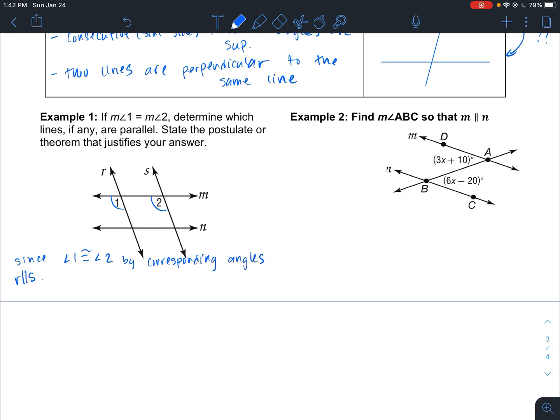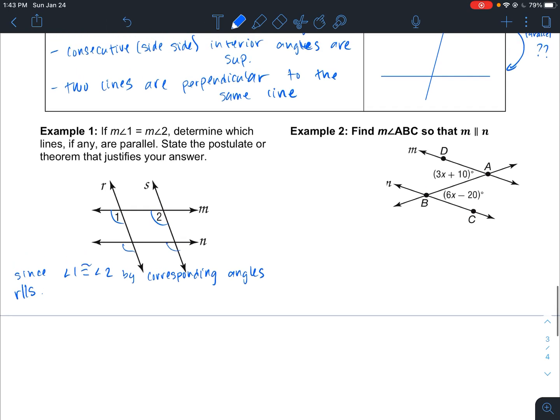Now that's pretty much all we can do, because we can't prove that M and N are parallel because we don't know anything about these angles right here. So we can't prove that M and N are parallel, just that R and S are parallel. Now let's say if we knew that this angle right here was congruent with 1, or that angle 2 was congruent with this angle right here, then we can prove that M and N are parallel, but we don't know anything about those angles, so we can't make any assumptions.